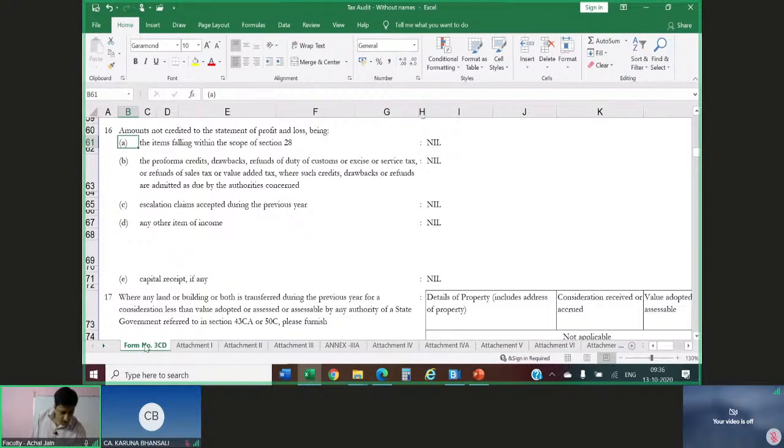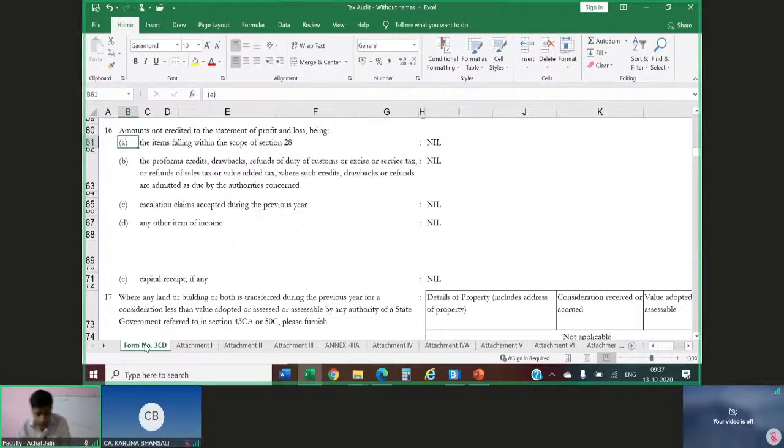Then we can move on to the next clause, clause number 16, which talks about various items, whether those items are credited to P&L or not. So it says amounts not credited to the statement of P&L being items falling within the scope of section 28, pro forma credit, drawbacks, refund of custom duty, excise, service tax, refund of sales tax or VAT, where such credits, drawbacks, refunds are admitted as due by the authorities concerned.